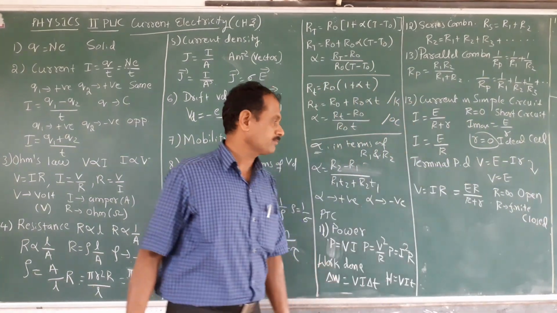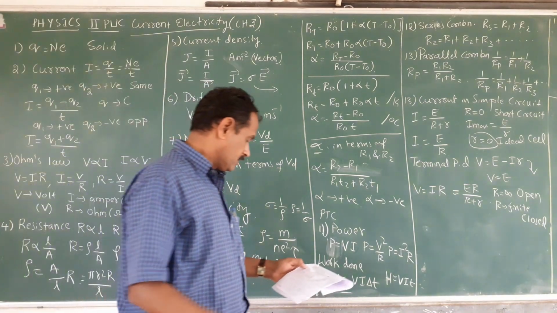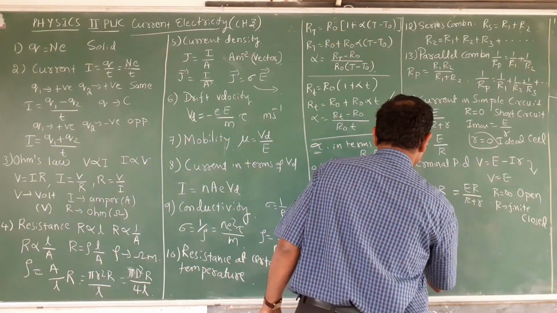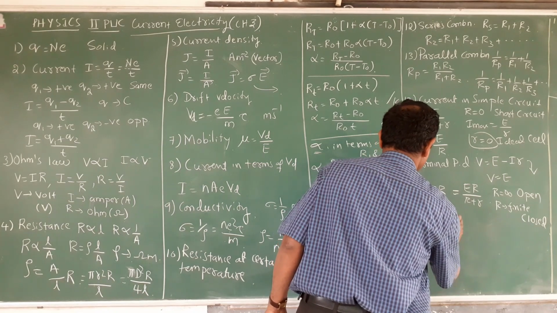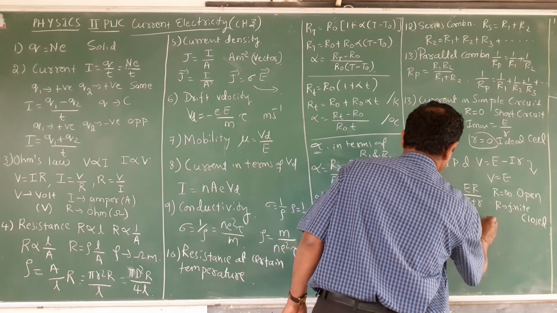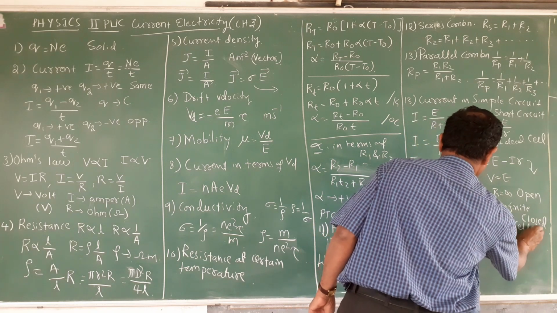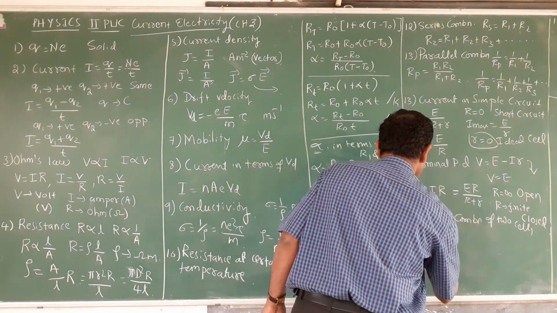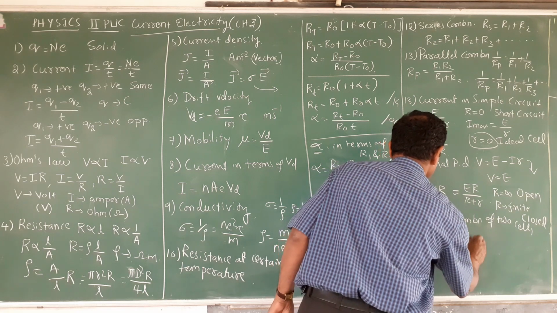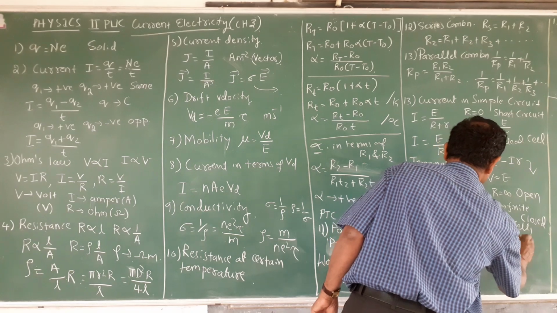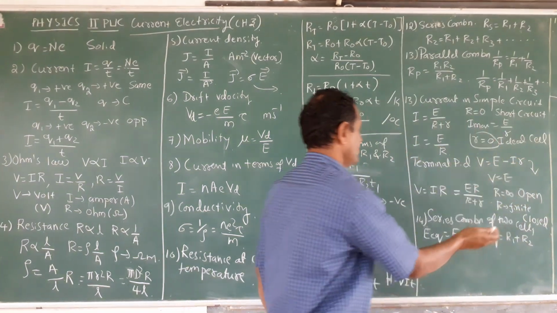Like that. Okay. Now, series combination of two cells. You come to the point. Series combination of two cells: here E equivalent is equal to E1 plus E2 and r equivalent is equal to r1 plus r2.